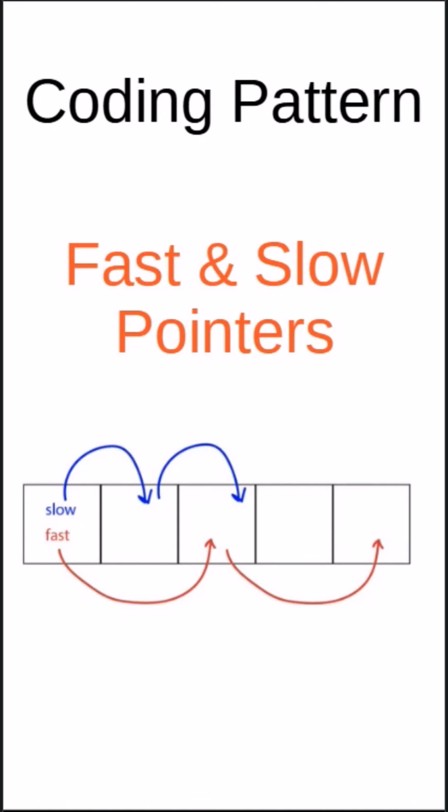Unlocking the power of the fast and slow pointers pattern. Whenever you need to detect cycles, find middle elements, or solve two pointers problems, this pattern is your go-to strategy. So how does it work? You maintain two pointers, one moving faster than the other, to traverse the data structure efficiently, detecting patterns or reaching the desired outcome. So let's dive into a quick example in Java.